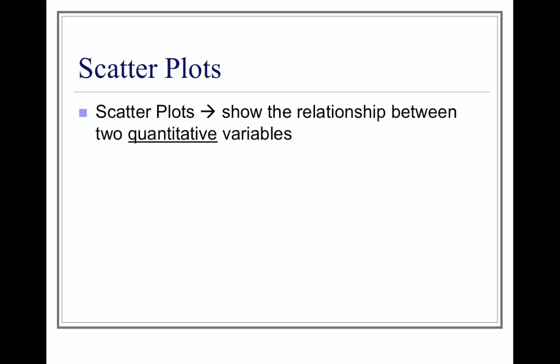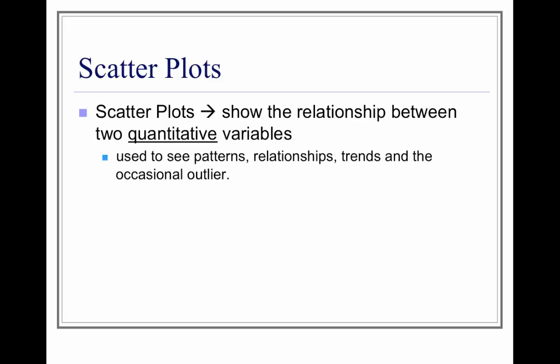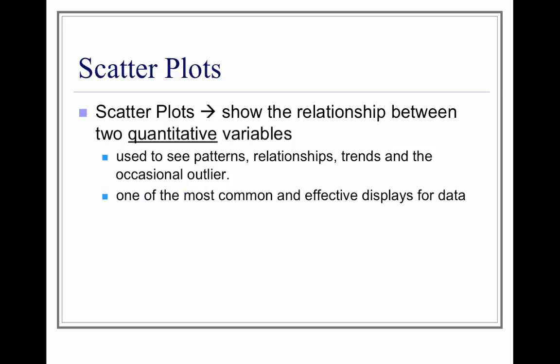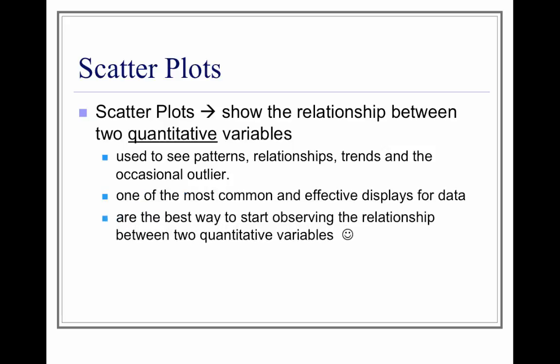How can you tell if a variable is quantitative? If you said it has units, you would be correct. But we use scatterplots to see patterns and relationships and trends between the two variables, as well as the occasional outlier. They are one of the most common and effective displays for data and are the best way to start observing a relationship between two quantitative variables and then deciding where to go from there.